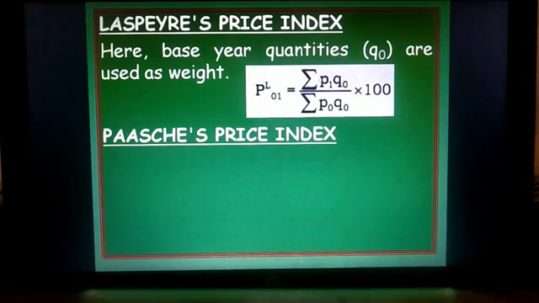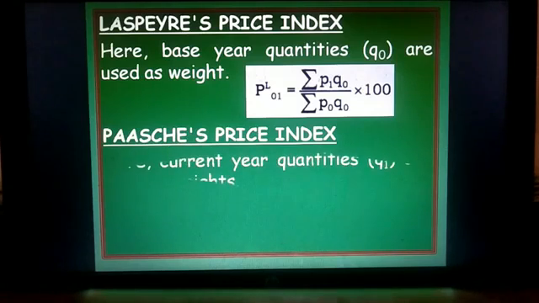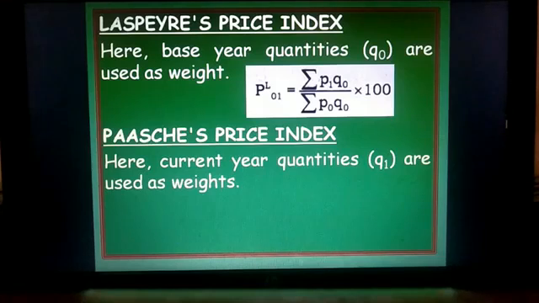Then the Paasche price index number, the second one. What is the weight applied here? Try to recall. It is nothing but current year quantities. So current year quantities, or Q1, are the weights used or applied. So what will be the formula here? You can relate to last year's index number. Look at the cursor. You can relate to this and try to write the Paasche price index number. So here, sum of P1 and sum of P0, this much.